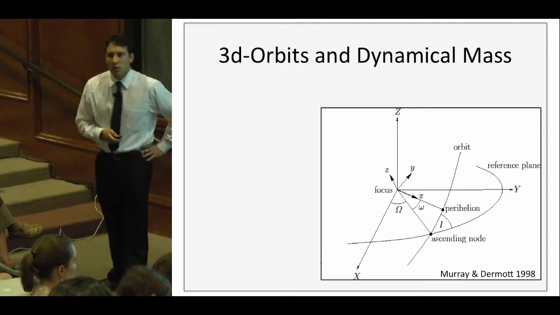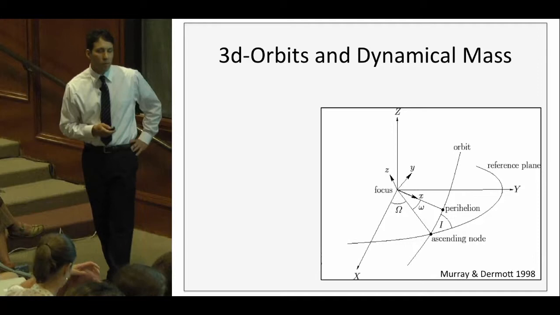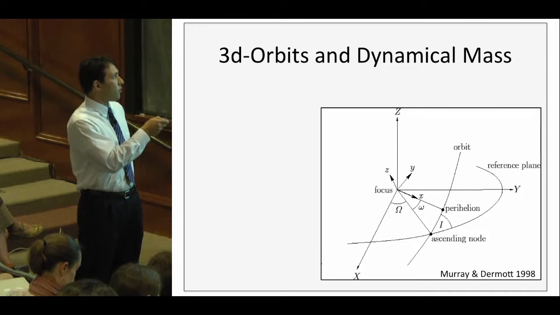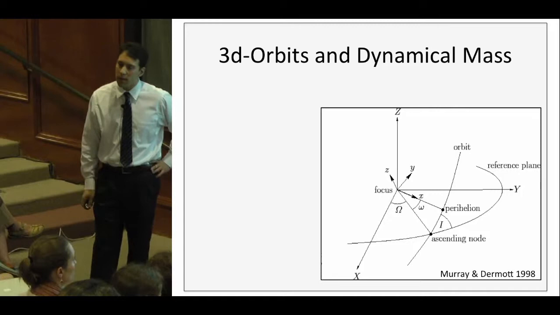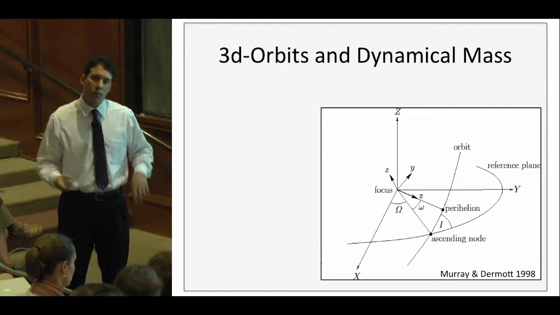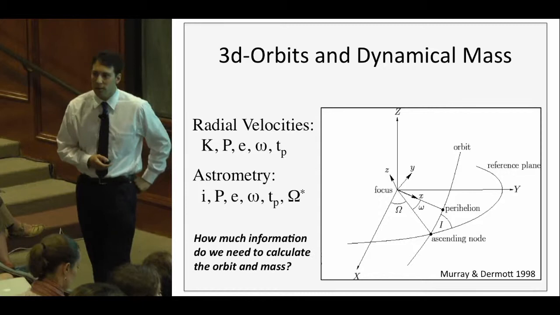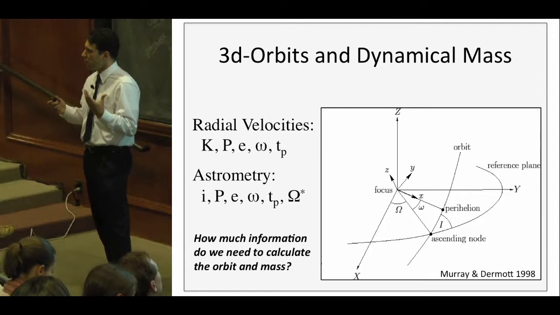And so the next question is, okay, what does one need to calculate a full orbit? When you model radial velocities, it turns out that these are nominally the free parameters, and then astrometry, since it's in two dimensions instead of one dimension, gives you more free parameters to play with, and it puts constraints on more of the orbit. And so how much information do you really need to calculate the dynamical mass, the full three-dimensional orbit?